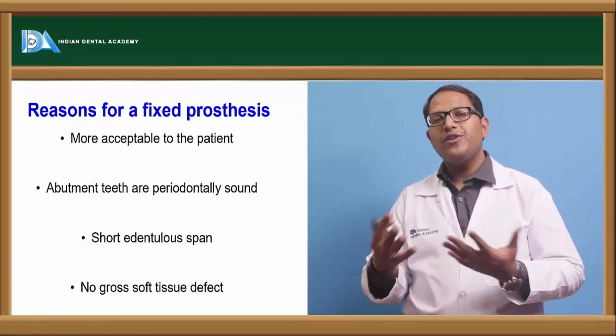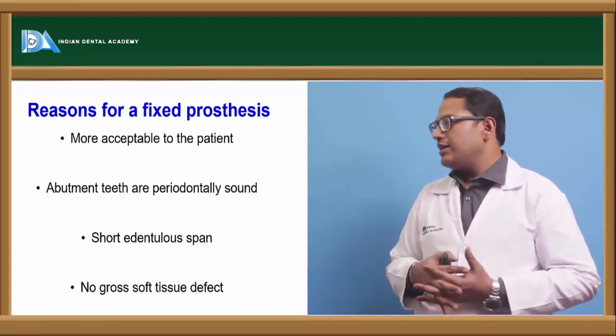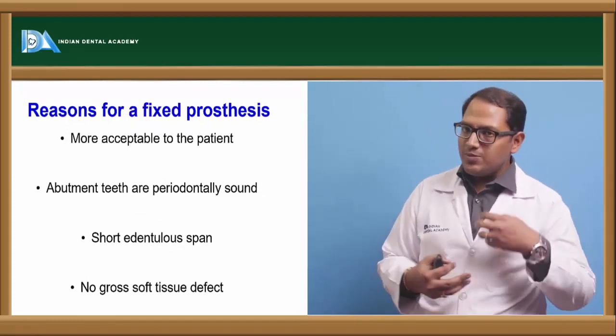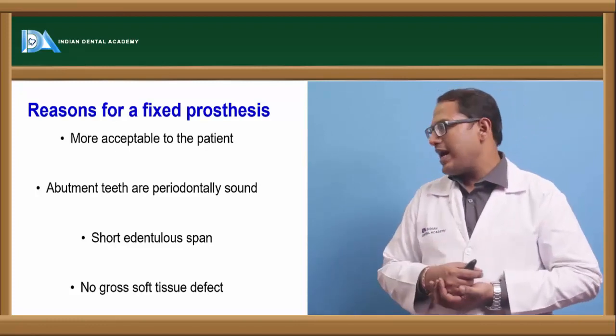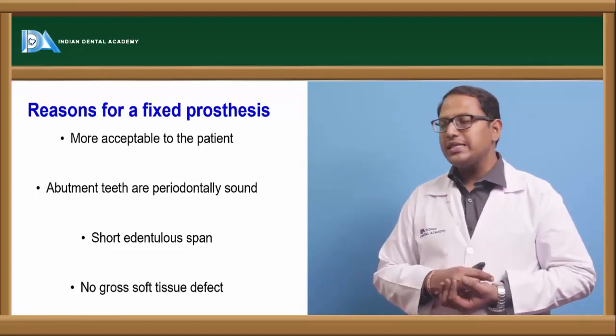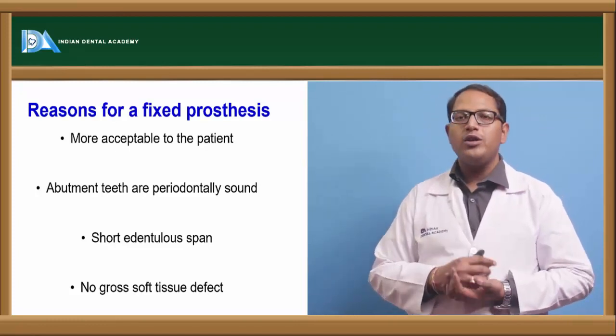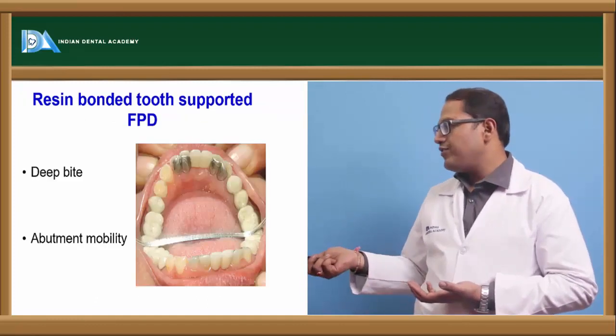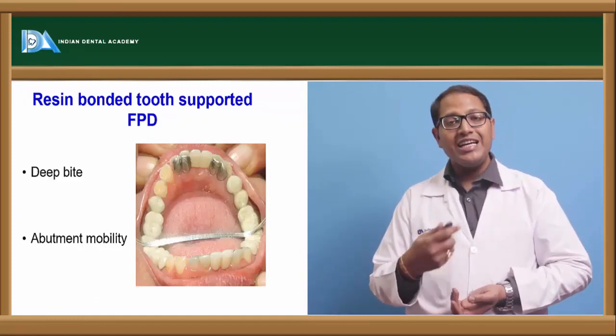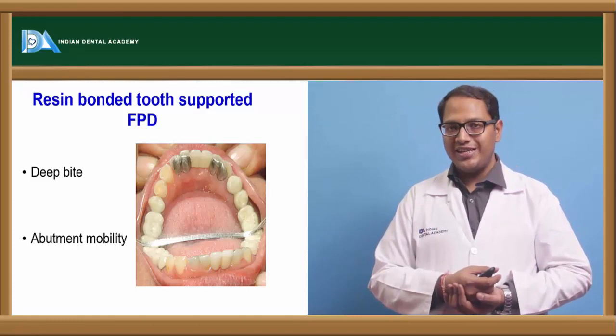So what are the reasons for fixed partial dentures? They are more acceptable to the patient, it is not supposed to be removed and placed back, abutment teeth are periodontally sound, short edentulous span, no gross soft tissue defect is present. Different kinds of fixed partial dentures are present.